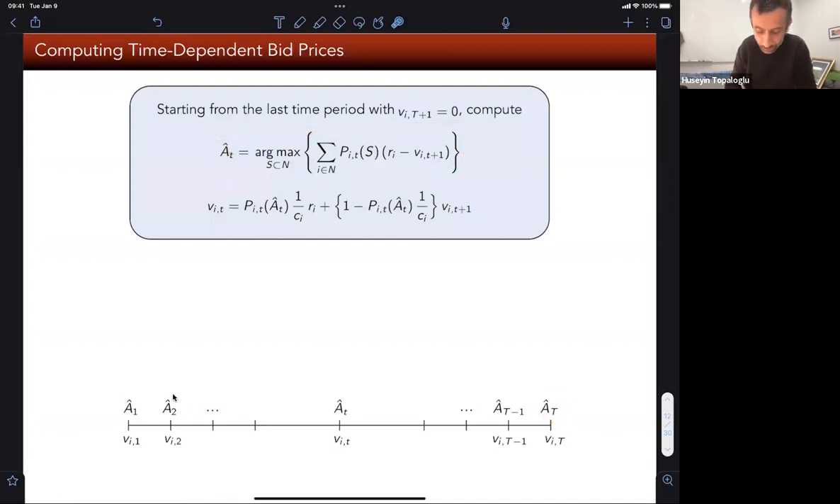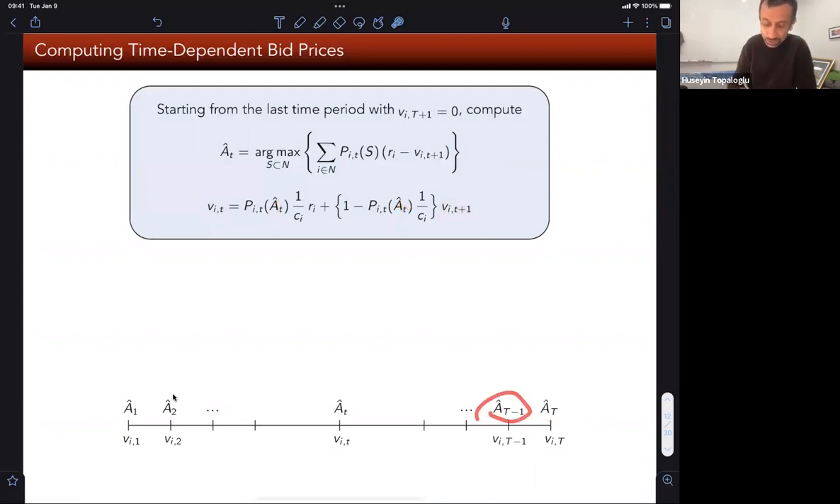Once I computed my ideal assortment at the last time period, I know this assortment. After the last time period, the bid prices are 0. So I can compute my bid prices at the last time period. So now we move one period back. Now I have my bid prices at the last time period and the ideal assortment.